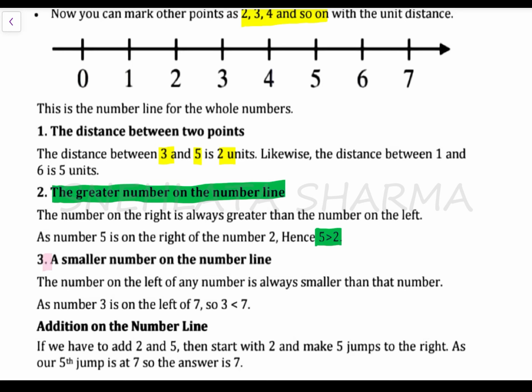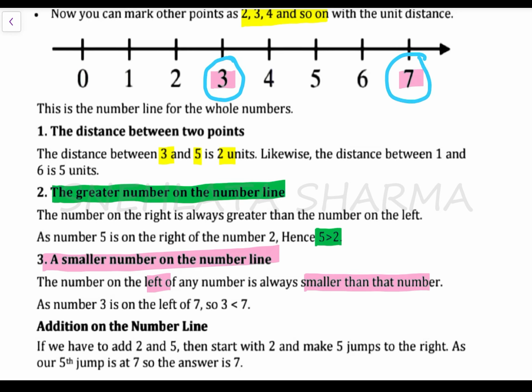Next topic is the smaller number on the number line. So, the number on the left of any number is always smaller than that number. Let us learn this concept by taking an example. Suppose we have two numbers, 3 and 7. Out of these two numbers, we can see clearly that 3 is on the left of 7. So, 3 is smaller than 7. So, we can write this as 3 is less than 7.